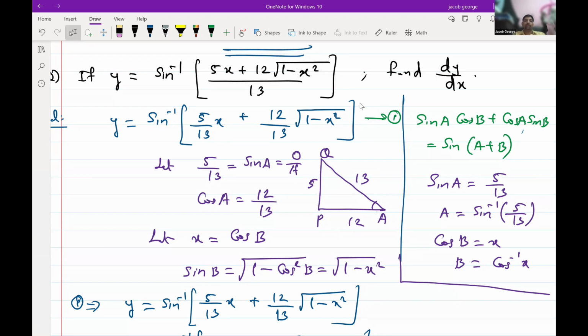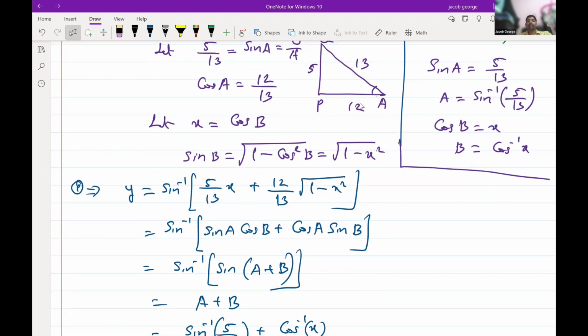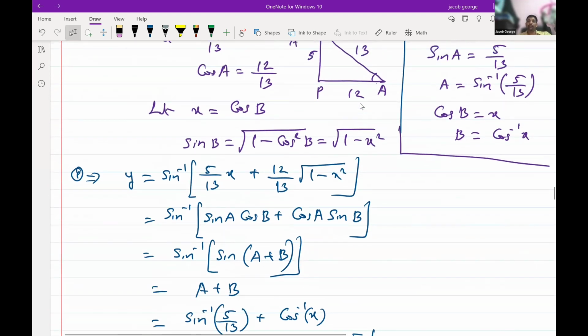Same way, we have to take x equal to cos B, because we have to get the form sine A cos B plus cos A sine B. So I took x as cos B. Then sine B is root of 1 minus cos square B by class 10 identity, that is root of 1 minus x square. So the second term is cos A sine B. Then we substitute this into the question. It is of the form sine inverse of (sine A cos B plus cos A sine B), that is sine inverse sine of (A plus B). Sine inverse sine will go, and we get A plus B.